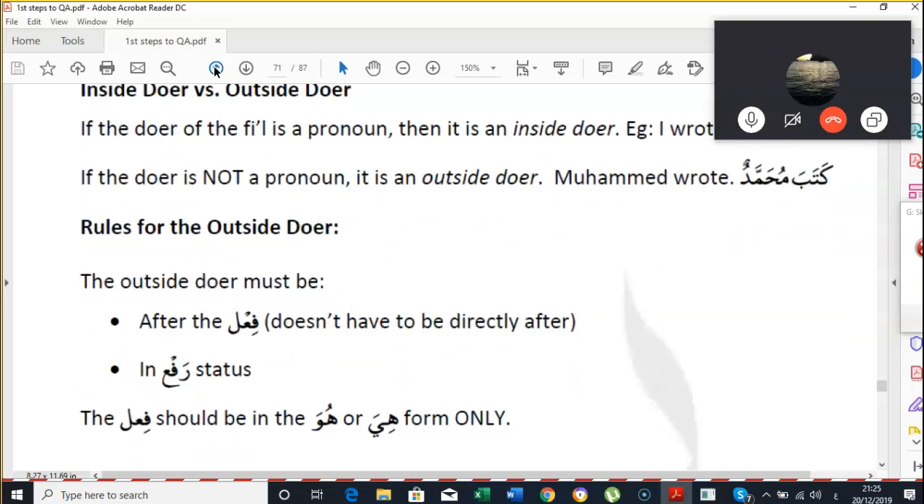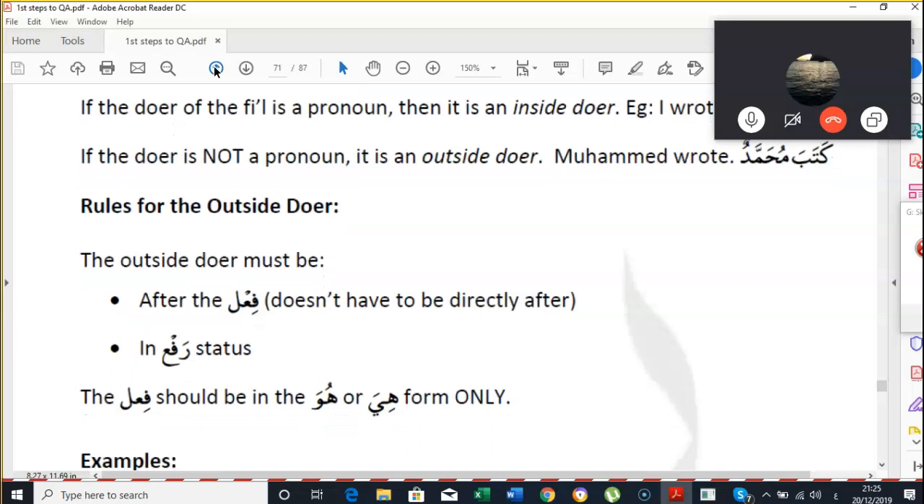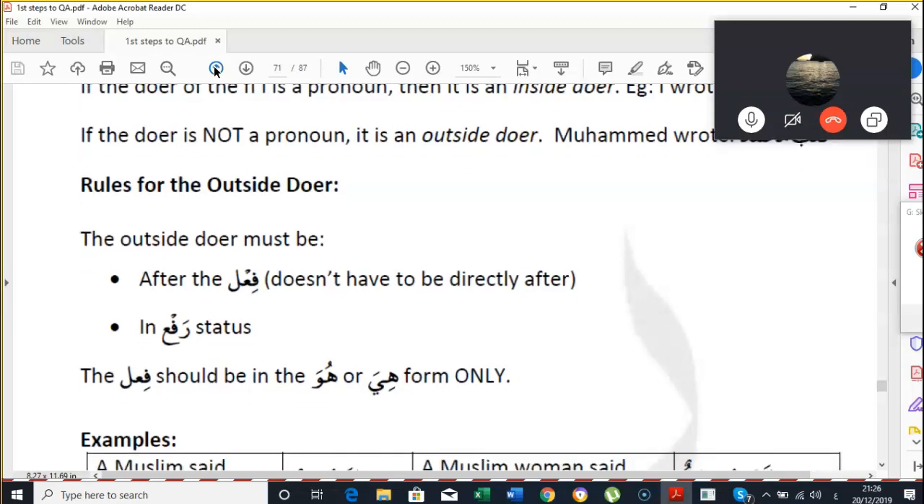Okay, rules for the outside doer. The outside doer must be two things: after the fi'l, and in rafa status. Remember, the fi'l should be in huwa or hiya form only, it's mentioned at the bottom now. So how do you find an outside doer? Just memorize it in one sentence: rafa and after a huwa or hiya fi'l. Write it down if you need to. So two things: rafa and after a huwa or hiya fi'l. So an outside doer will be where? After a huwa or hiya fi'l.